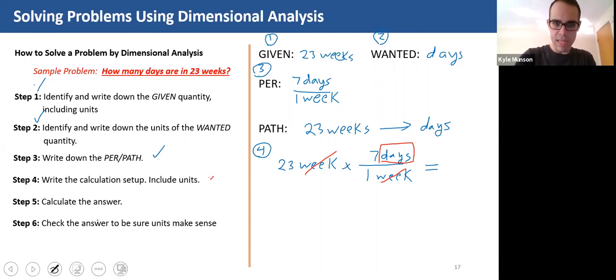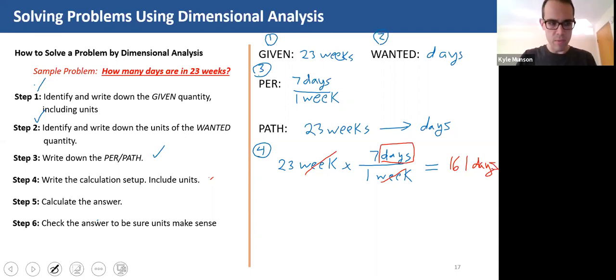All right, so now we're going to calculate the answer here. And I believe, let's see here. Do I have the answer written down? That would be helpful if I did. So I might have forgotten the answer. I think it's 161 days.